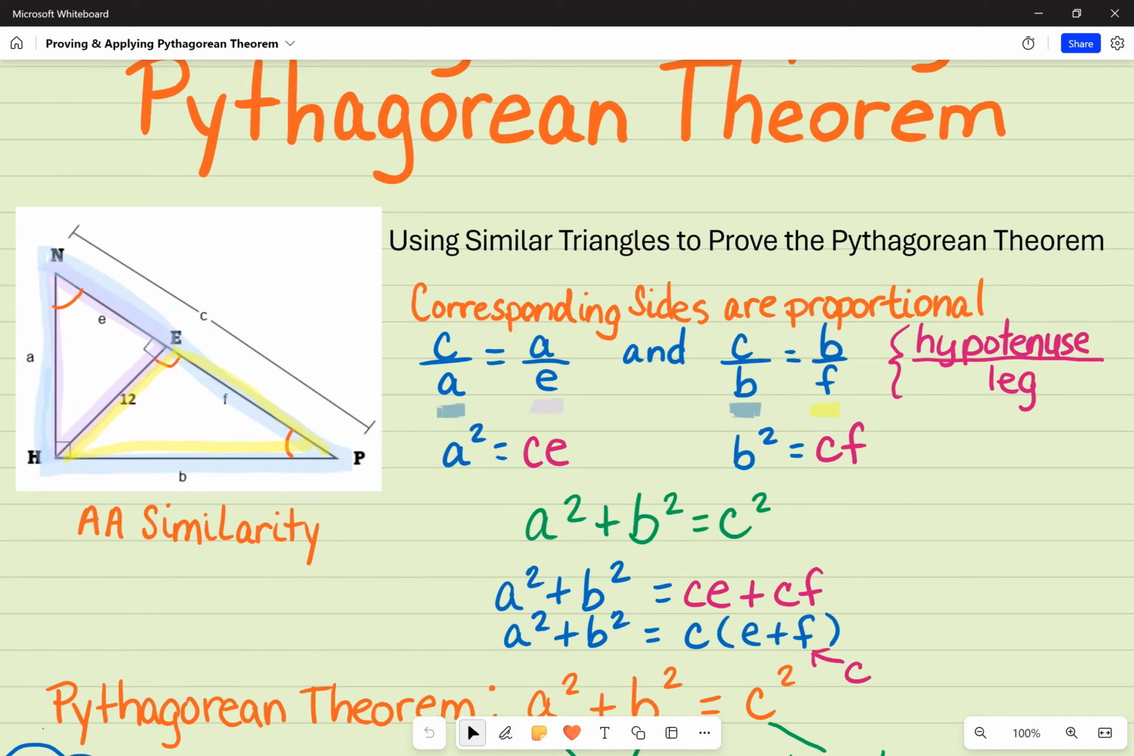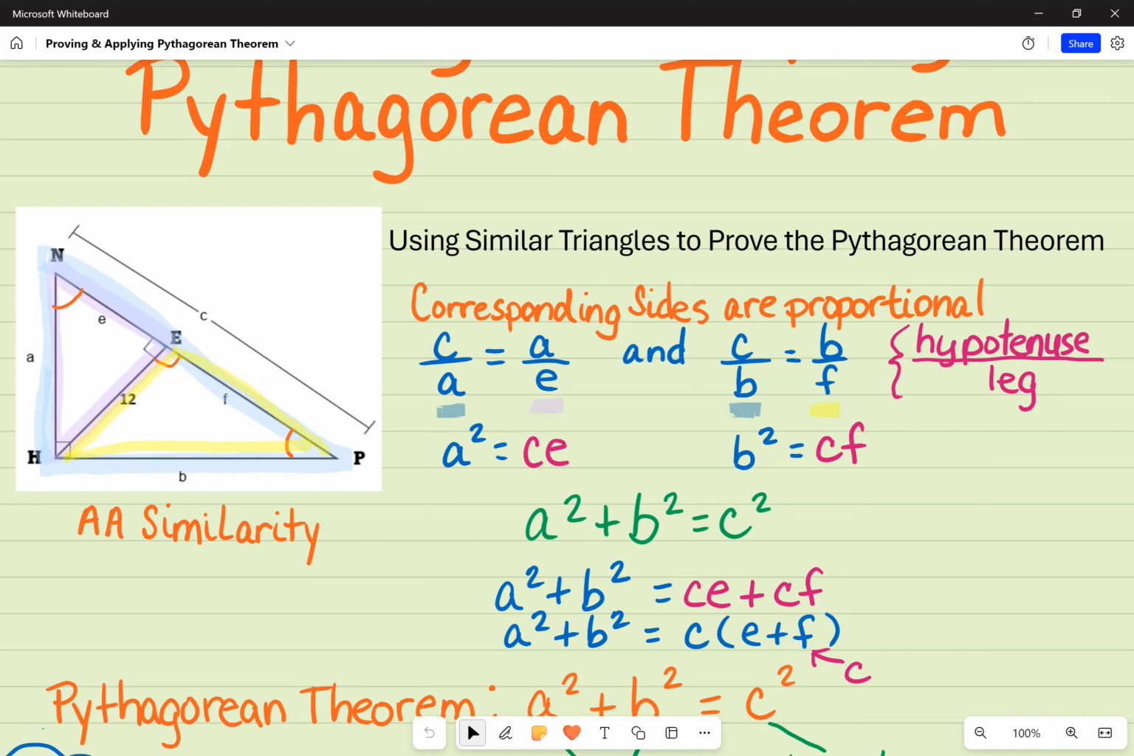So I've already set up my proportions and I highlighted underneath which triangle I was referring to. So the bigger one is highlighted in blue, and then the 2 smaller ones are purple and yellow. And the numerators of each of those proportions are representing the hypotenuse, whereas the denominator is representing the leg.